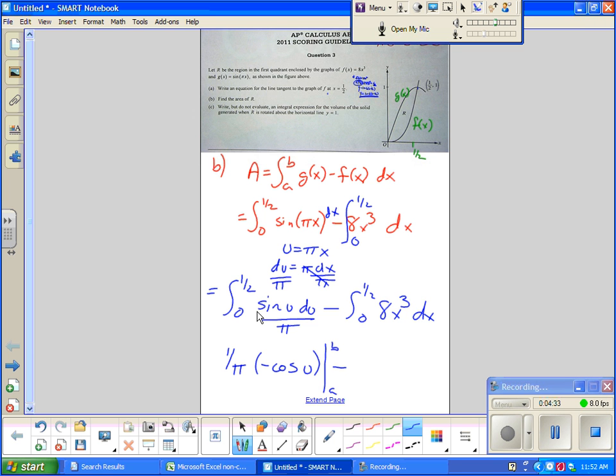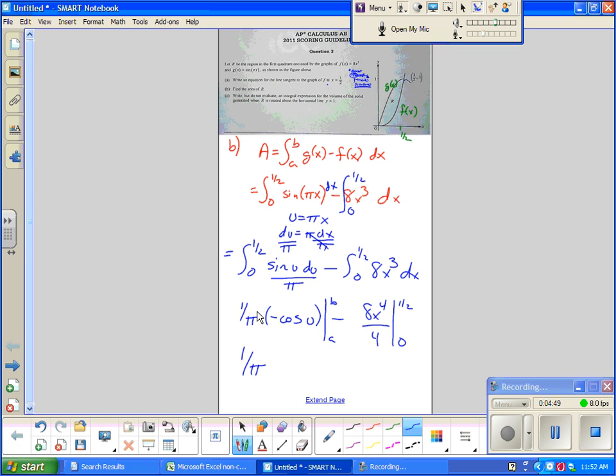And I'll tell you why. Because I can't put in 0 to half into u, right? I'm going to have to change the u back. And over here, I'm going to get 8x to the 4th over 4, from 0 to half. So I get negative 1 over pi cosine of pi x, instead of u, from 0 to half, minus 2x to the fourth from 0 to half. All right, I got some math now. Do you guys agree? And this is one of those times it works out pretty well. I better go to 75%.